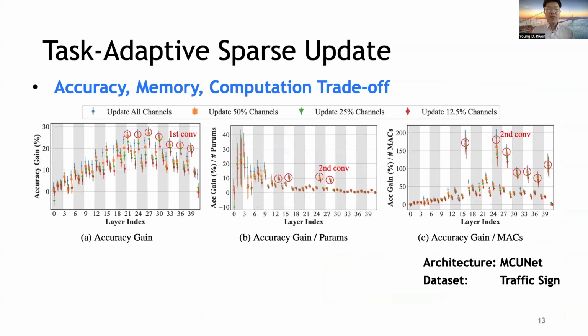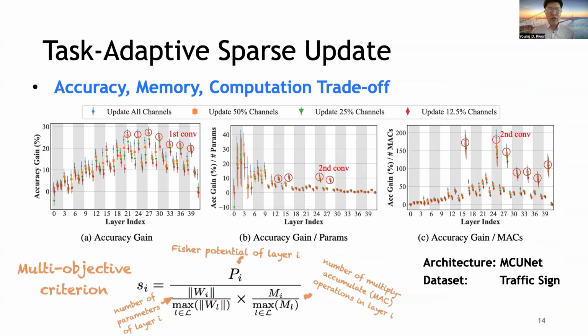In more detail, our task-adaptive sparse update is based on the observational contribution analysis that the accuracy gain of updating a part of the layer shows different patterns when it only considers the accuracy, as you can see on the left-hand side, and when it starts to consider memory and computation, as you can see in the figures in the middle and on the right-hand side. So we incorporate those factors into our multi-objective criterion, and it's also based on our intuition that Fisher potential can be used as a proxy for the accuracy gain because it tells us how important the layers and channels are. So our multi-objective criterion, which can be efficiently computed on device, enables us to identify important layers and channels that can maximize the accuracy without incurring too much memory and computation overheads.